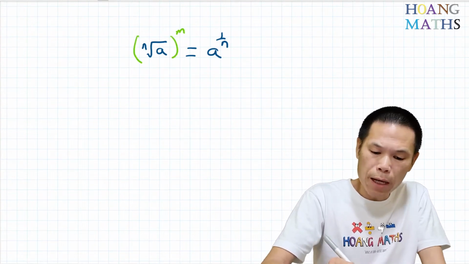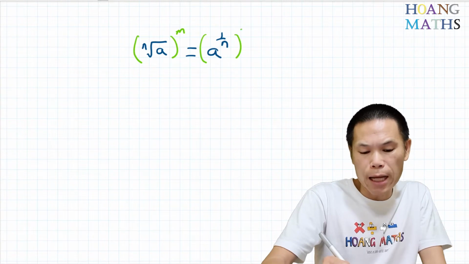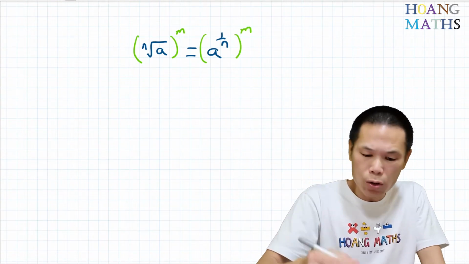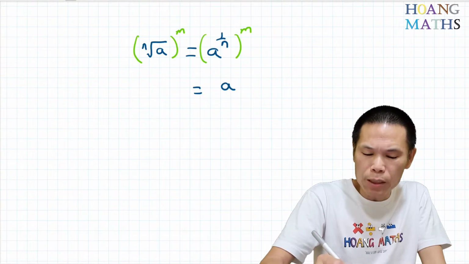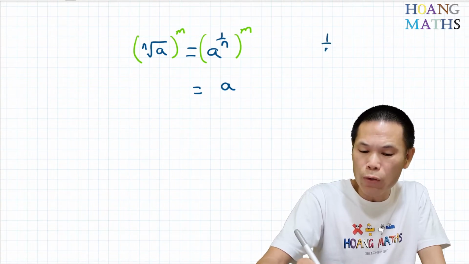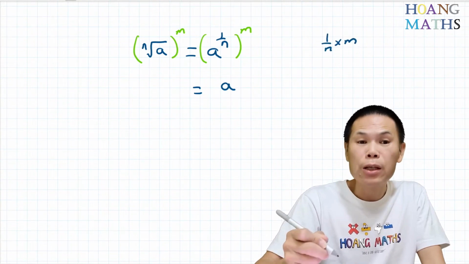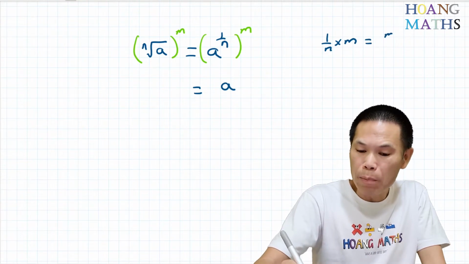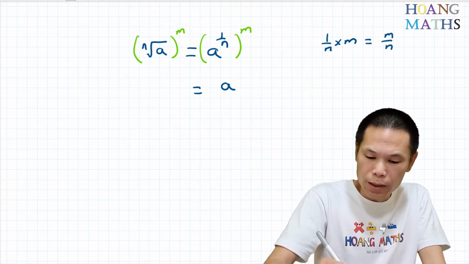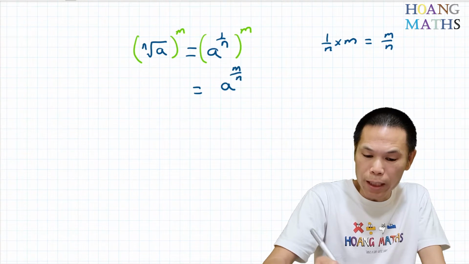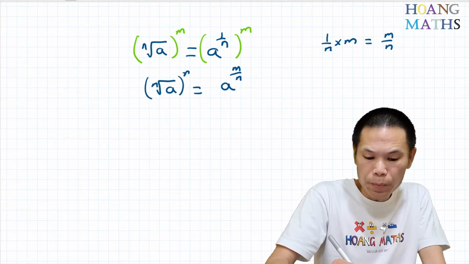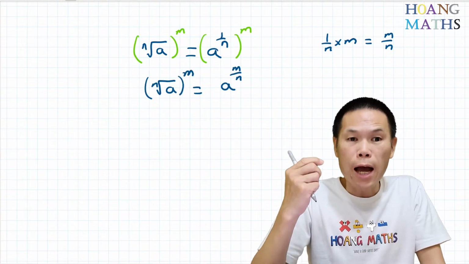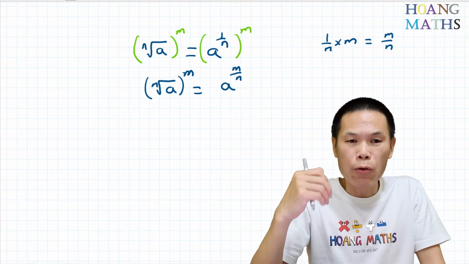So therefore, I must do the same thing on the right hand side. From log law, we know that this on the right hand side becomes m times that. So we know 1 over n times m, that will give me m over n. So therefore, the n root of I power of m is equal to I to the power of m over n.